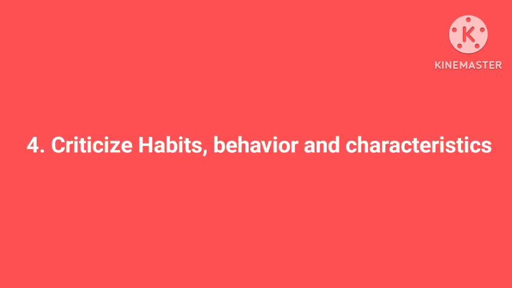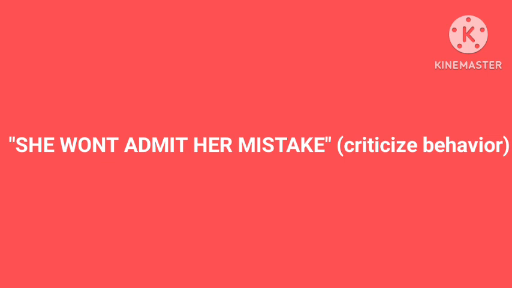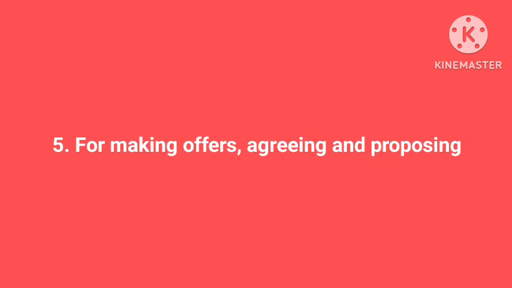That's a lie, man. The fourth use we have is to criticize habits, behavior, and characteristics. An example of this would be, she won't admit her mistake. And finally, the last use we have is for making offers, agreeing, and promising.